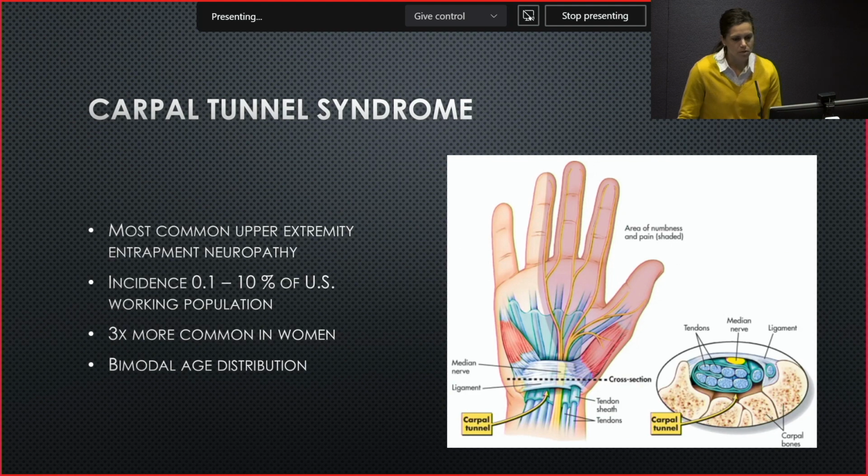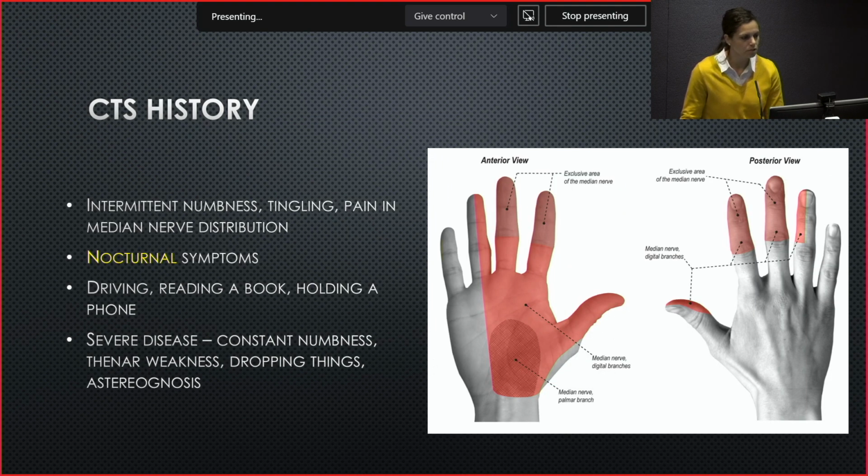So carpal tunnel syndrome is very common. It's the most common upper extremity compression neuropathy, and it'll affect 0.1 to 10% of the United States working population, depending on what literature you read. We see it 3 times more commonly in women, and it's very common in pregnant and nursing women as well. And it has a bimodal age distribution, so it peaks in the 5th decade of life and again in the 8th decade. Patients with carpal tunnel syndrome will present with intermittent paresthesias, numbness, and pain in the median nerve distribution.